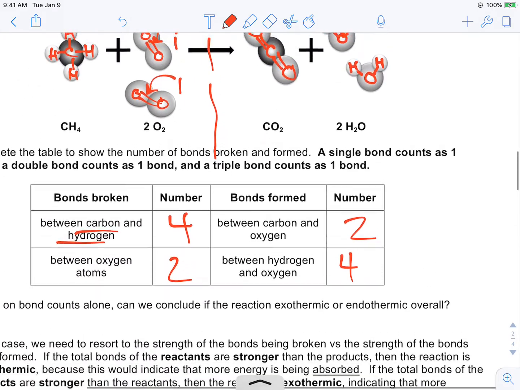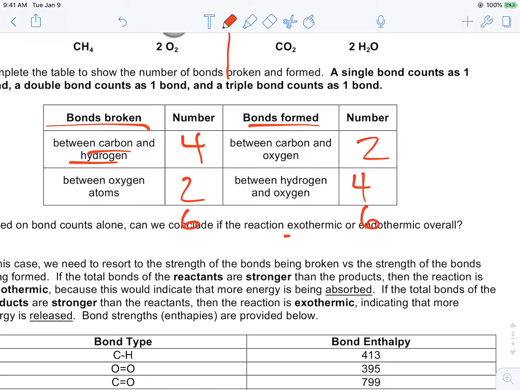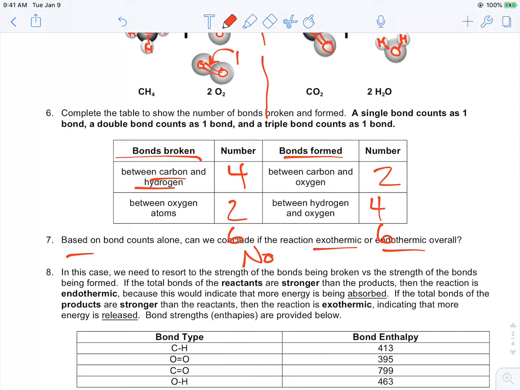So let's count our bonds. We have a problem. 4 plus 2 equals 6, total bonds broken. And 4 plus 2 equals 6, total bonds formed. We can't tell between this amount of information if we've broken more bonds than formed, so we can't conclude whether this is an exothermic or endothermic reaction. So we write, no, we don't know yet, based on the bond counts alone. We can figure this out, however, and we have to do a final step.